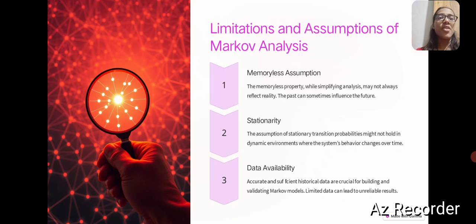Limitations and assumptions of Markov analysis. Memoryless assumption. The memoryless property, while simplifying analysis, may not always reflect reality. The past can sometimes influence the future. Stationarity. The assumption of stationary transition probabilities might not hold in dynamic environments where the system's behavior changes over time. Data availability. Accurate and sufficient historical data are crucial for building and validating Markov models. Limited data can lead to unreliable results.